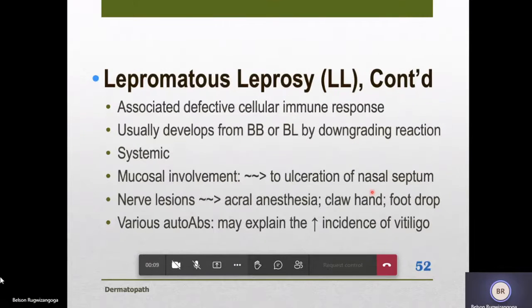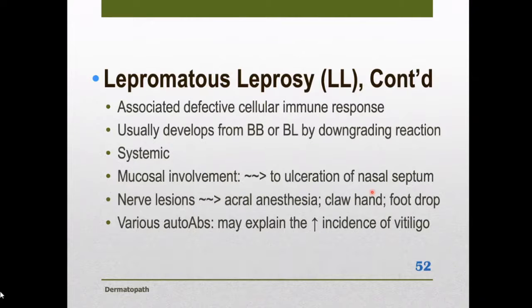So in this case also there are some autoantibodies, and this means that these people have an autoimmune response, antibodies against their own components. And this explains the high incidence of vitiligo.